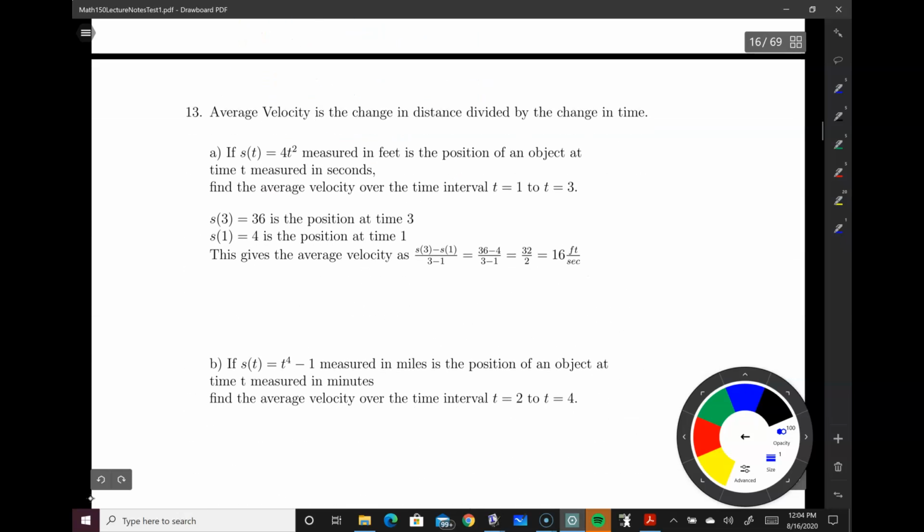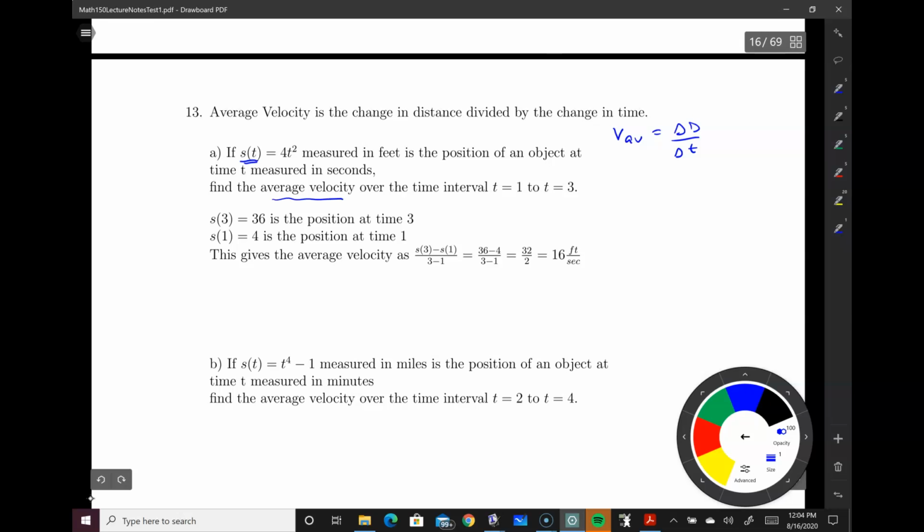All right, so something we'll be doing a lot of, so I'm just going to start introducing it now. So average velocity is change in distance over change in time. Something I think you know. So s of t is a position function. So at any time t, it tells us where it's at.